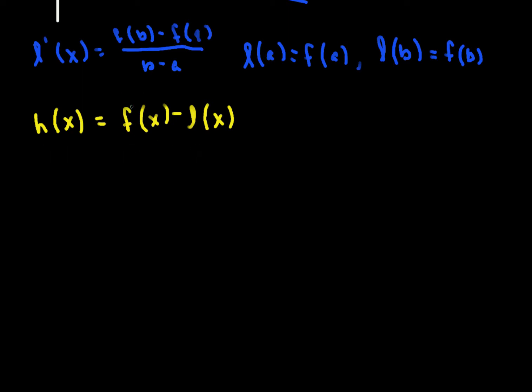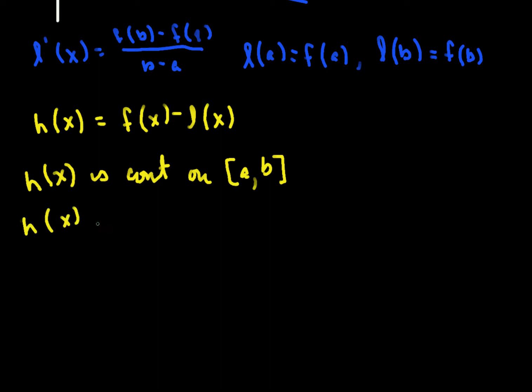Since f is continuous and L is continuous, then their difference is continuous. So h of x is continuous on the interval AB. Also, f is differentiable and L is a line. It's differentiable. So h of x is differentiable on the open interval.